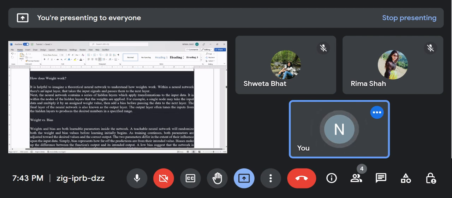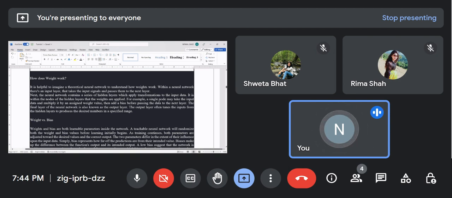So if I would say how the weight works, within a neural network there is an input layer which takes the inputs and passes them to the next layer. This we very well know. The network contains a series of hidden layers, called dense layers, which perform the transformations over the input data. Within these nodes or hidden layers, the weights are applied. Because I already told you, whatever computation you need to do will be done on the intermediate layers, the hidden layers or the dense layers. So these weights are assigned to the hidden layers.